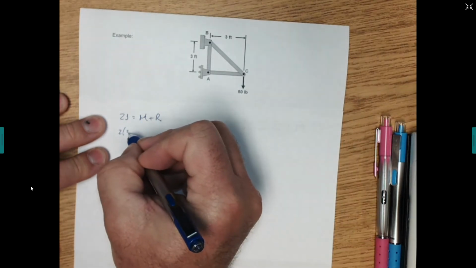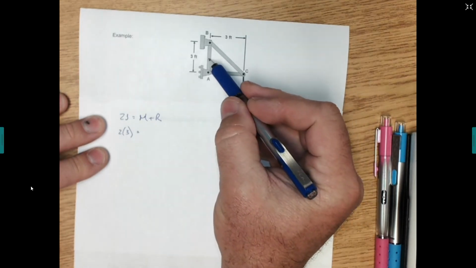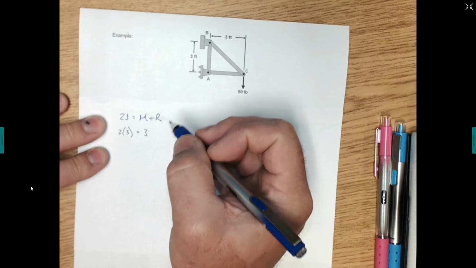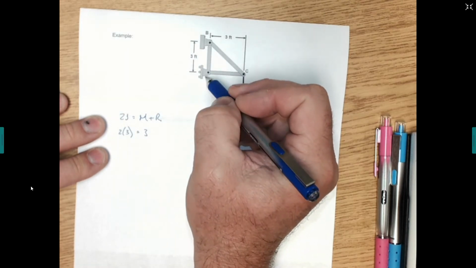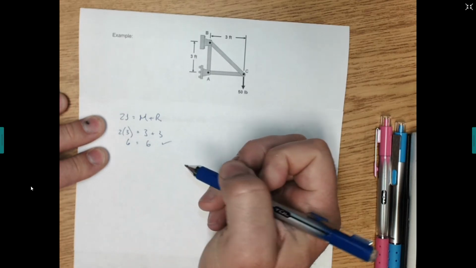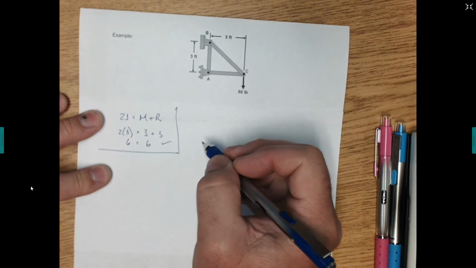So we're going to have 2 times the 3 joints. The members are the beams between the joints. So there's member 1, member 2, member 3. And then the reaction forces, remember there's 2 on a pin, 1 on a roller. So there's 3. So this says 6 equals 6. Good. So this is statically determinate. And now we can move forward with this truss.